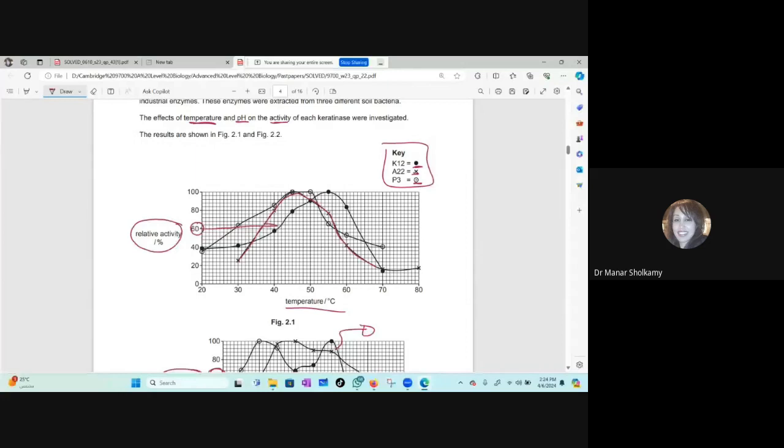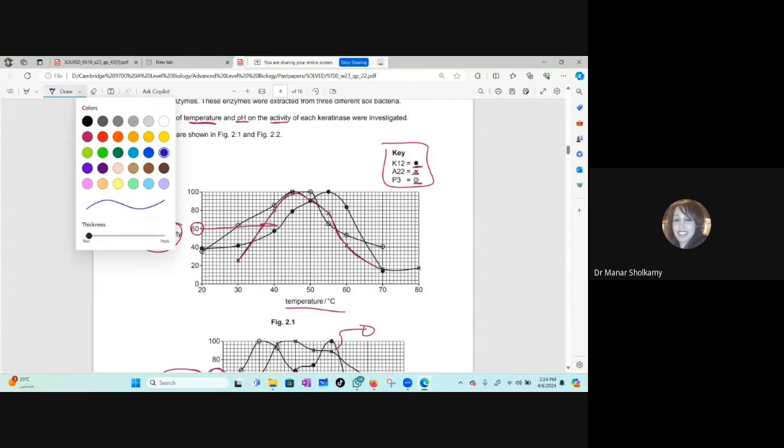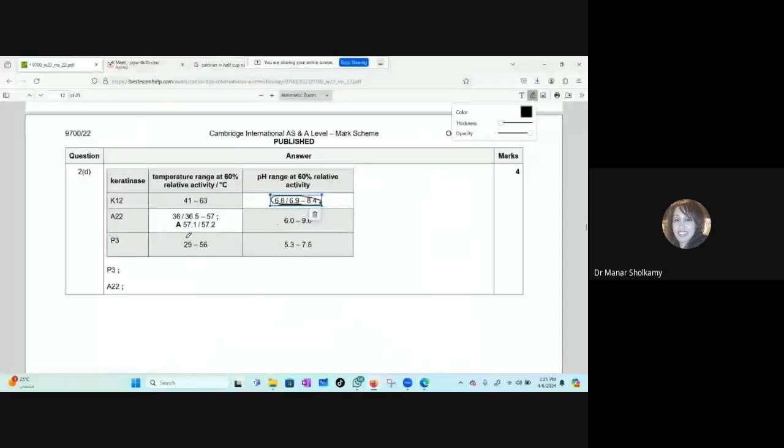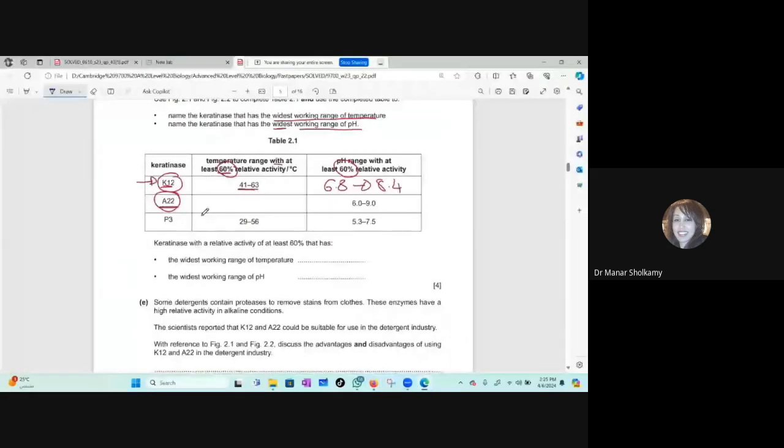And we want the relative activity at 60. So I'll go to 60 and move horizontally until the graph stops me here. It stopped me here, and then the range will be from here till here, and you get values. This is the temperature range. This is around 31, 2, 3, 4, 5, 6, 7. This is 37, and this is 51, 2, 3, 4, 5, 6. It's not easy to count here on the screen. So it's nearly from 37 to 56. Let's look at them. Are we right? Okay, correct. And P3 is already given.